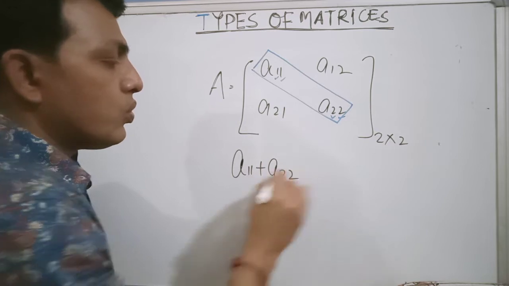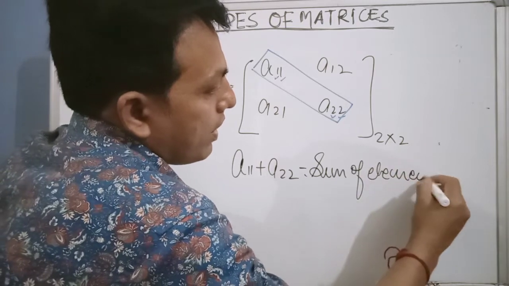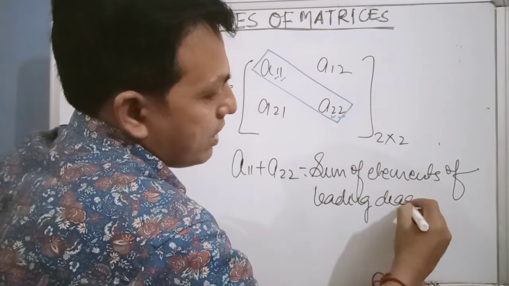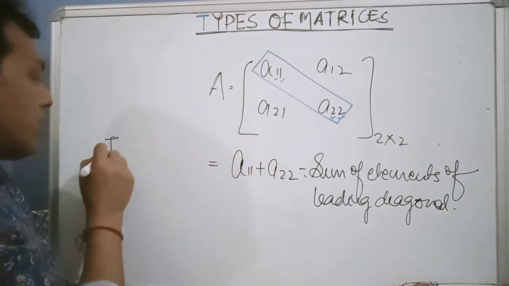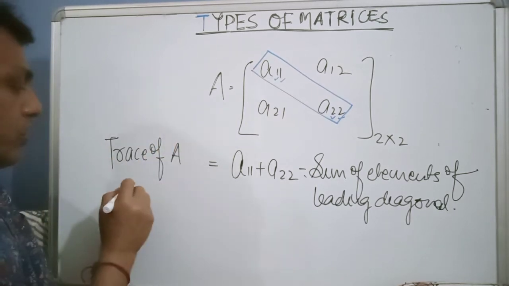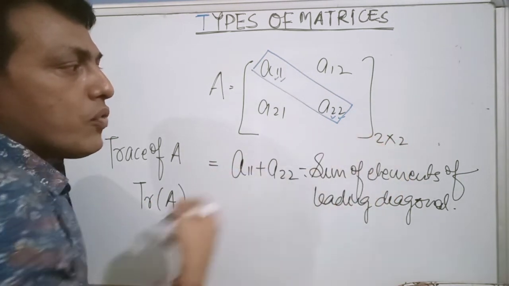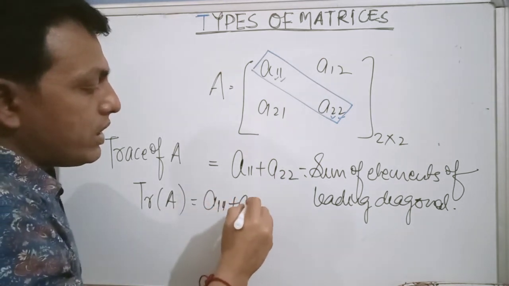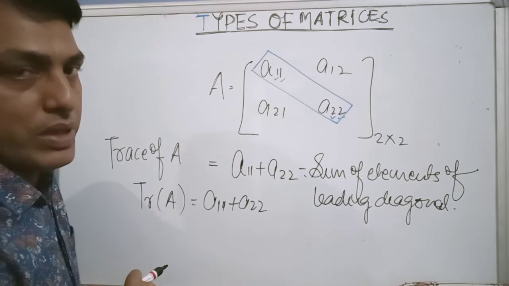A11, A22. The sum of elements of the leading diagonal is actually called the trace of matrix A, or in short form we write trace of matrix A. If it is a matrix of 2 by 2, the leading diagonal elements will be A11, A22, so the sum is A11 plus A22.